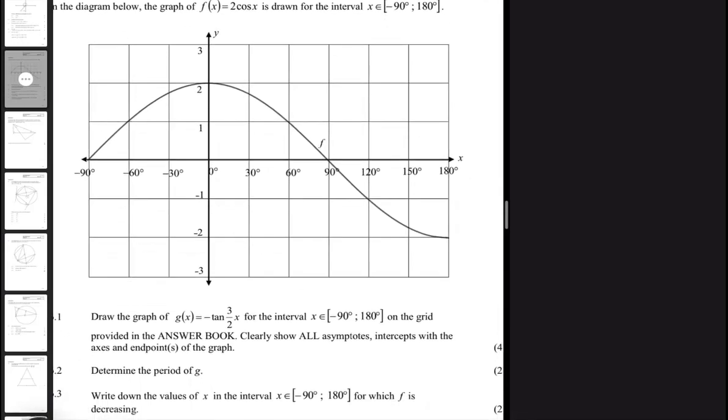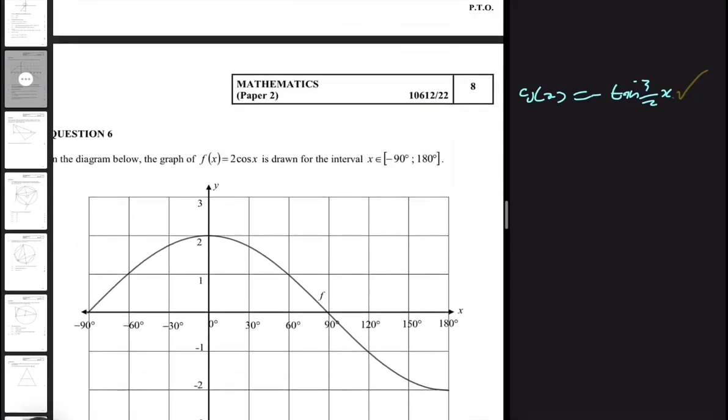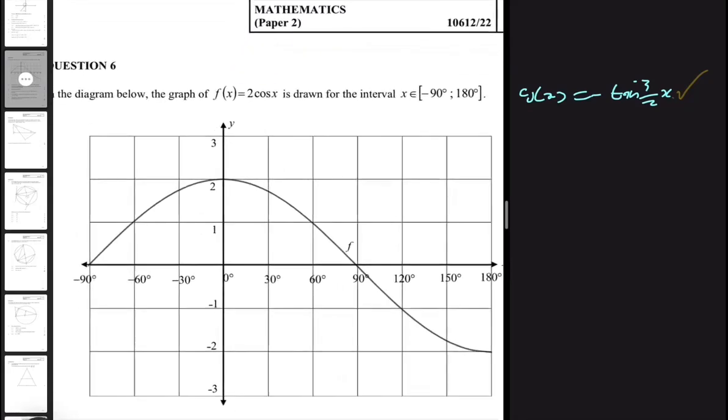Look at 6.1. The question here is saying that let's draw the graph of g of x, if g of x is equal to minus 10 tan of 3 divided by 2 x, for the interval x is an element of minus 90 to 180 on the grid provided in the answer book. Clearly show all asymptotes, intercepts with the axes, and endpoints of the graph. So we are going to do that exact thing. We are going to substitute values of x in our function g of x while moving with an interval of 30. Let's see how that will look. We are going to start at minus 90.